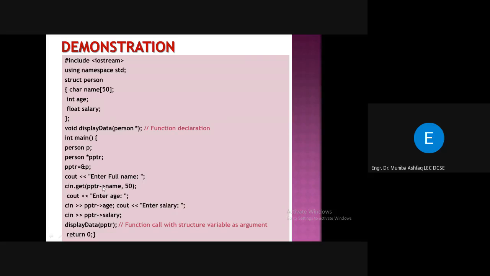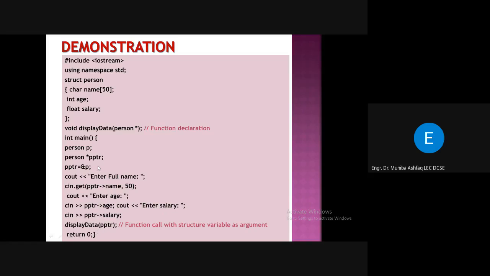So pptr, the arrow, and then you have the name, comma, 50. All the things are the same. Just when you have the simple structure variable, you write p dot name. But if you have a pointer to structure, then instead of dot, you write here the arrow, right? And then enter age. So using the pointer, I'm going to access the age, pptr, and then the arrow sign, age. And then for salary, the same: pptr, arrow, and then salary.